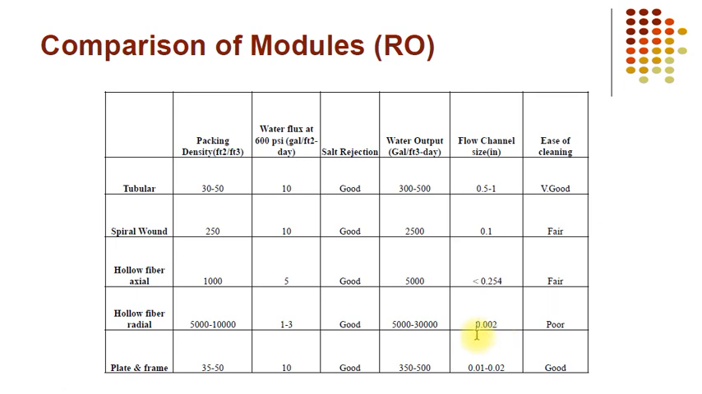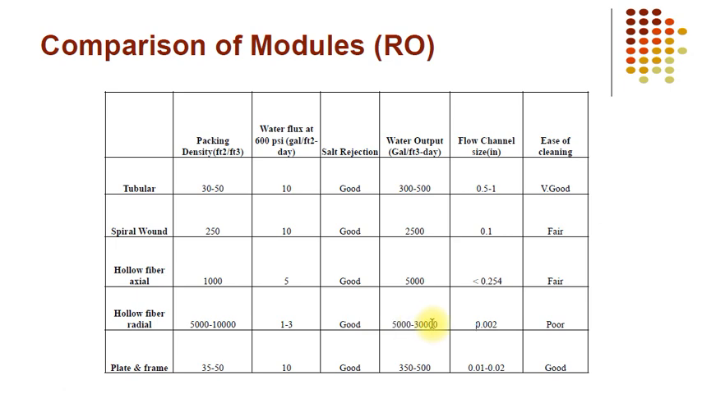So basically you have a quite low membrane radius in the hollow fiber radial module. That's why you have a very high packing density, because if the diameter of the fiber is very low, you can accumulate a lot of fiber in a given volume, so your density of the fiber will be very high. Next is the plate and frame module. In the plate and frame module, the flow channel will be 0.01 to 0.02, which is sufficiently less. So you have very high pressure drop in the hollow fiber radial modules, but you have high water output.